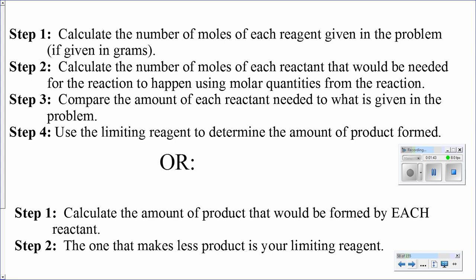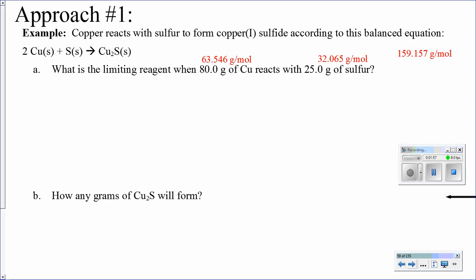What I do instead is I calculate the amount of product that would be formed based on each reactant, and I just pick the one that's less as my limiting reagent. It's just typically not described that way in college textbooks or other places where this is taught. So I'm going to show you the first way, but I think the second way is a little bit easier.